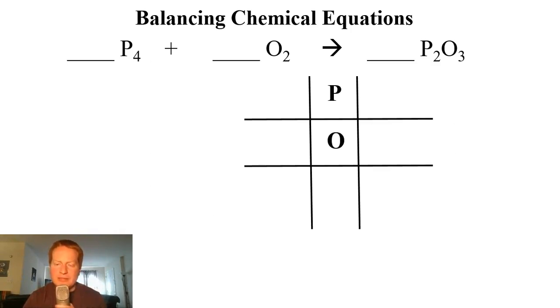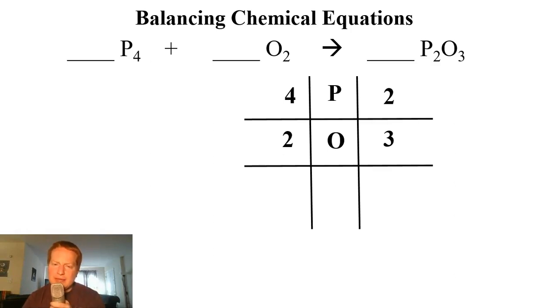Those are only 2 elements present. Again, we're just trying to balance the atoms. So we're focusing on just P's and O's separately in this one. And on the left side, we have a total of 4 P's. And on the right side, we have 2 P's. On the left side, we have 2 O's. And on the right side, we have 3 O's.